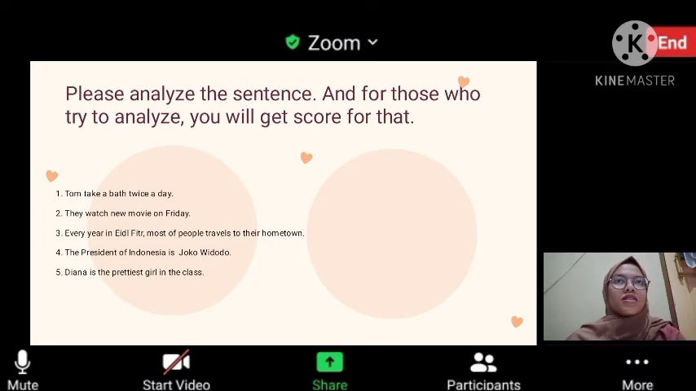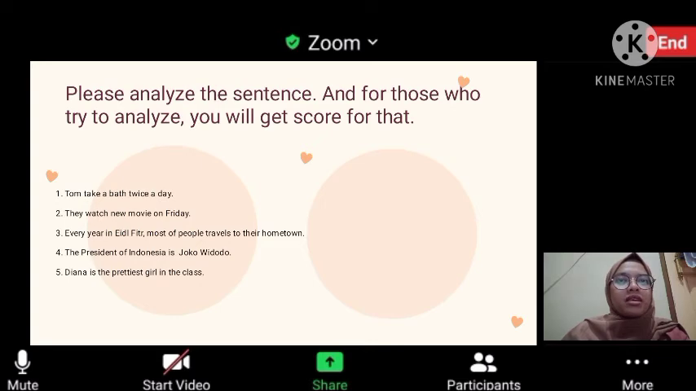Number 1. Tom take a bath twice a day. It should be Tom takes a bath twice a day because the subject is Tom, which refers to he. And it's a kind of routine activity so that we use simple present tense here. And number 2, they watch new movie on Friday. And there is no mistake here, I think. And it's a kind of scheduled event.